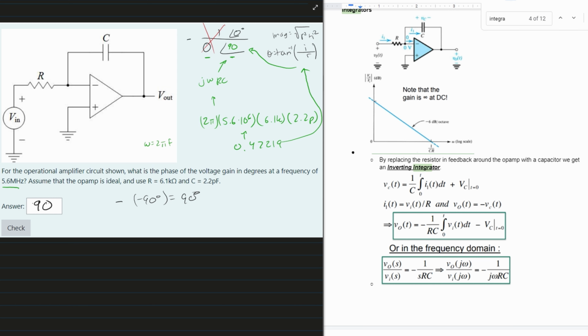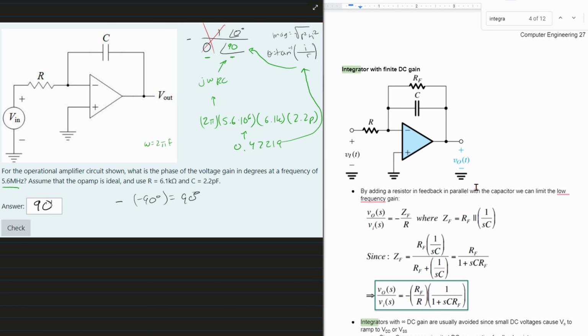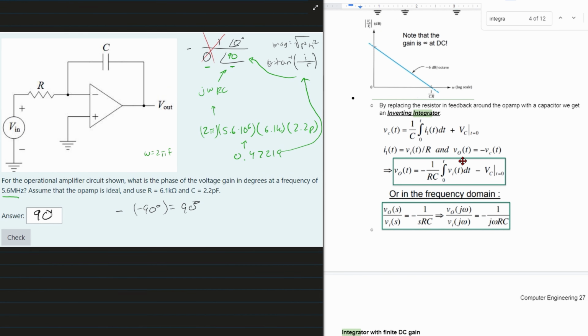And that's how we would solve this integrator. We have other problems that we're going to look at which have an integrator with a finite DC gain, which are slightly different, but this is how we would solve this simple integrator.